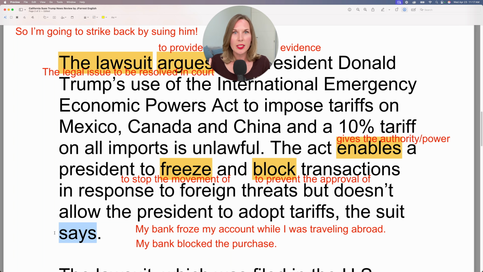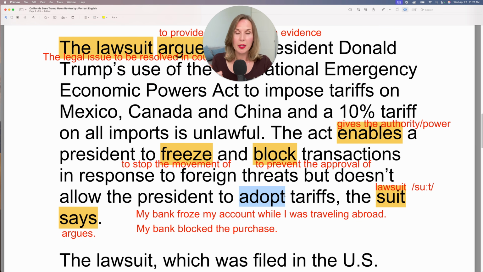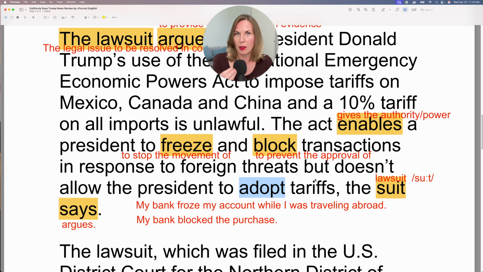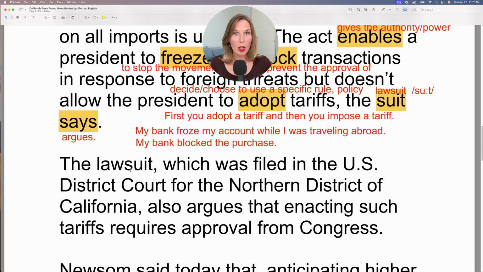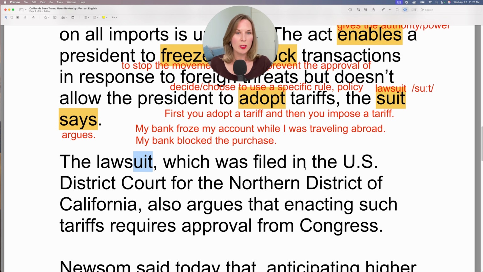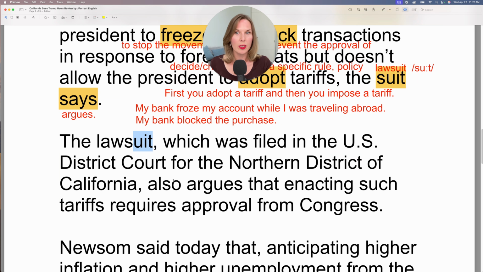Says is an everyday word. You could also say the suit argues because it provides this information with evidence or as support to why they are suing. Now let's talk about adopt, because before we talked about how you impose tariffs. So when you impose tariffs, it means you force those tariffs on others. But before you do that, you have to first adopt the tariff, which means that you choose to use them. So you decide that you will use tariffs. And then after you adopt them, the next step is to impose them. Let's continue. The lawsuit, remember we could just say the suit, which was filed in the U.S. District Court for the Northern District of California.